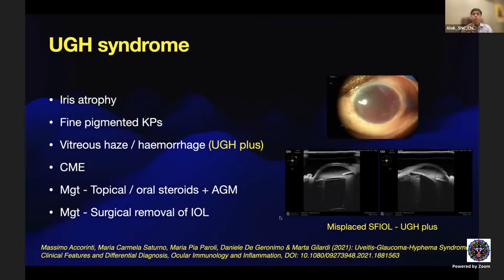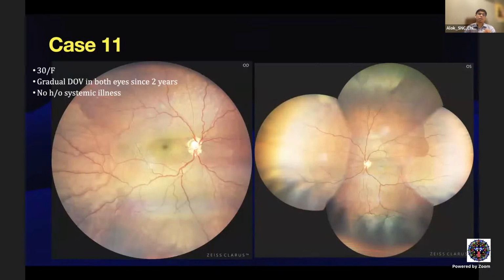Now, the treatment is to surgically remove or replace the IOL, and you can also medically manage with topical steroids or anti-glaucoma medication. But the definitive treatment would be to remove the IOL, which has led to this condition.